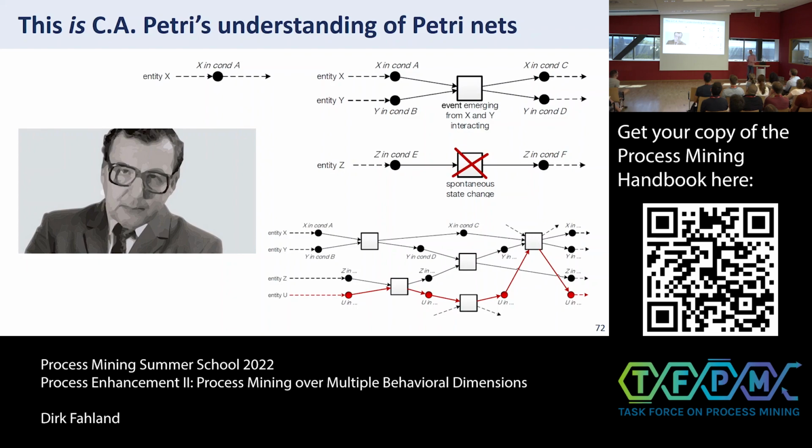That's how Petri nets are modeling behavior. It's also how event knowledge graphs are modeling behavior. Every single object has its own path through space and time, and they meet and synchronize.